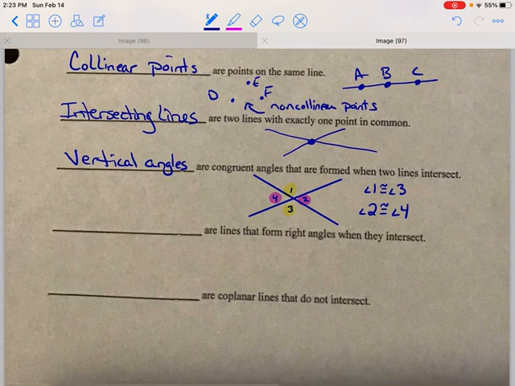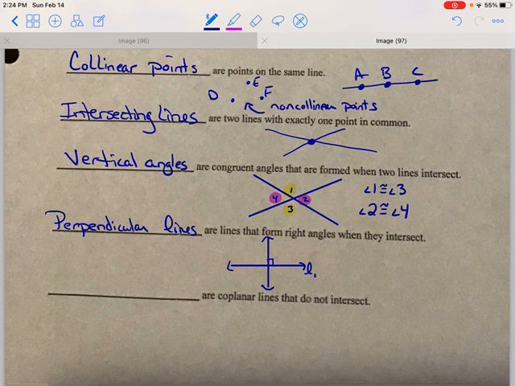All right, our last two definitions. Lines that form right angles when they intersect. Let me go back to my straight line tool here. All right, so if we take a look at that, we can see these are all 90-degree angles, and these are known as perpendicular. These are perpendicular lines.